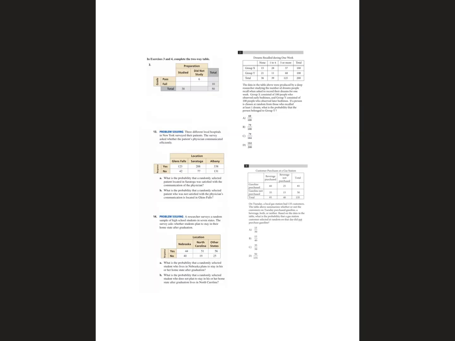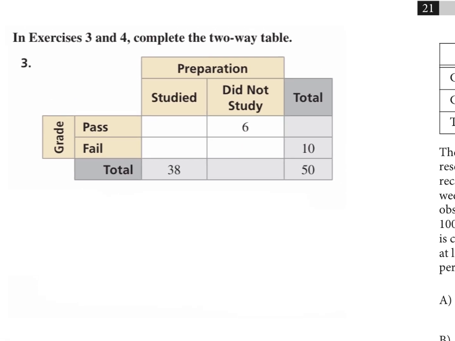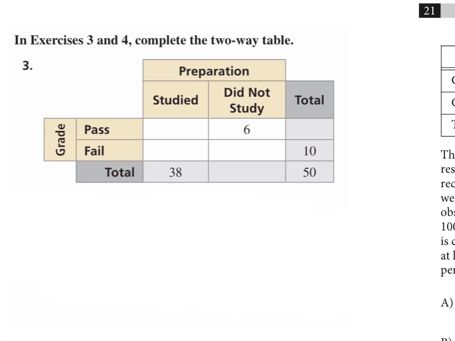All right, so looking at number 3. 3 gives us the table, but not all of the information's filled in the table. We have to be careful because we can't just go in filling random numbers wherever we want. What do you think I could fill in first into my table? The total for pass, I could do that. So if these two are going to add up to 50, what's the total for pass? 40. Perfect.